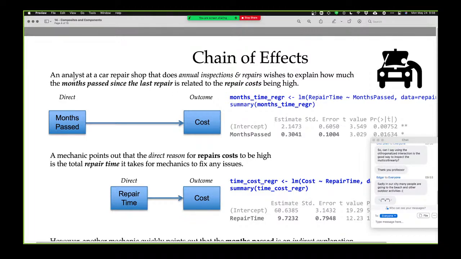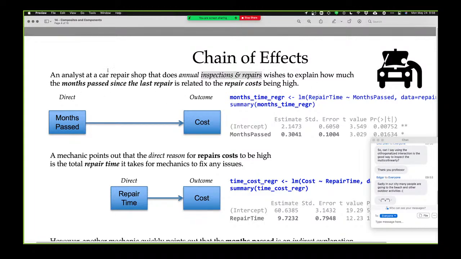There's an analyst at a car repair shop which is doing these inspections, but it doesn't have to be annual. A lot of us don't go in every year. Some people may go in every 2 years, every 3 years, because nothing went wrong in those past years. And they're doing inspections, and they're repairing anything on those regular inspections.